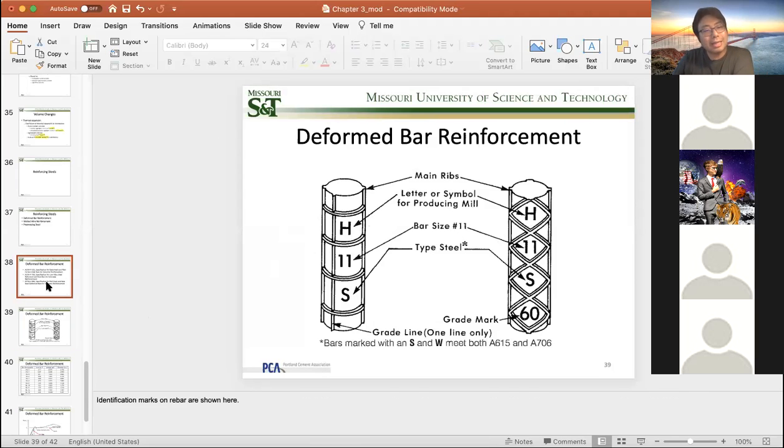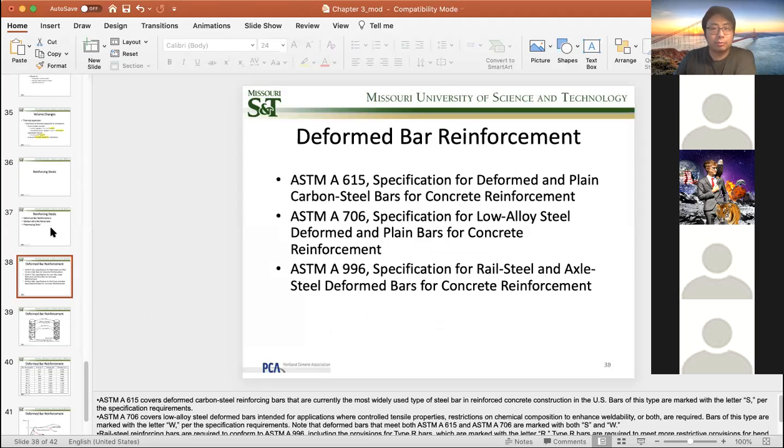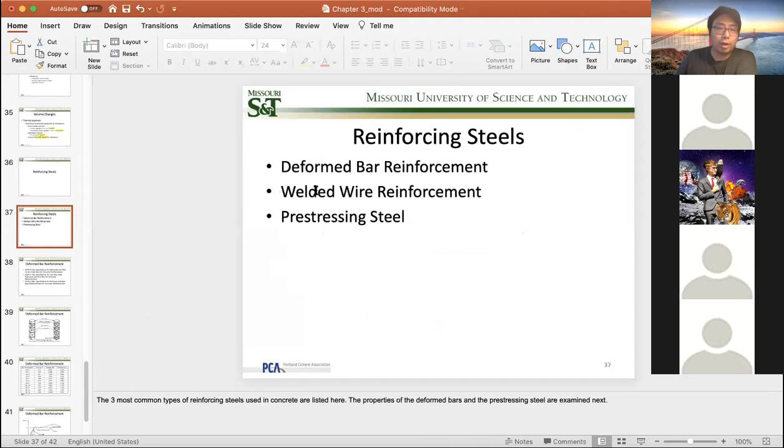All right, so that's about the bars, right? We know that there are deformed bars or welded wires. We don't use welded wires for the main columns or beams as reinforcement. We usually use welded wire for slabs, or some rail structures that do not need structural reinforcement, okay?